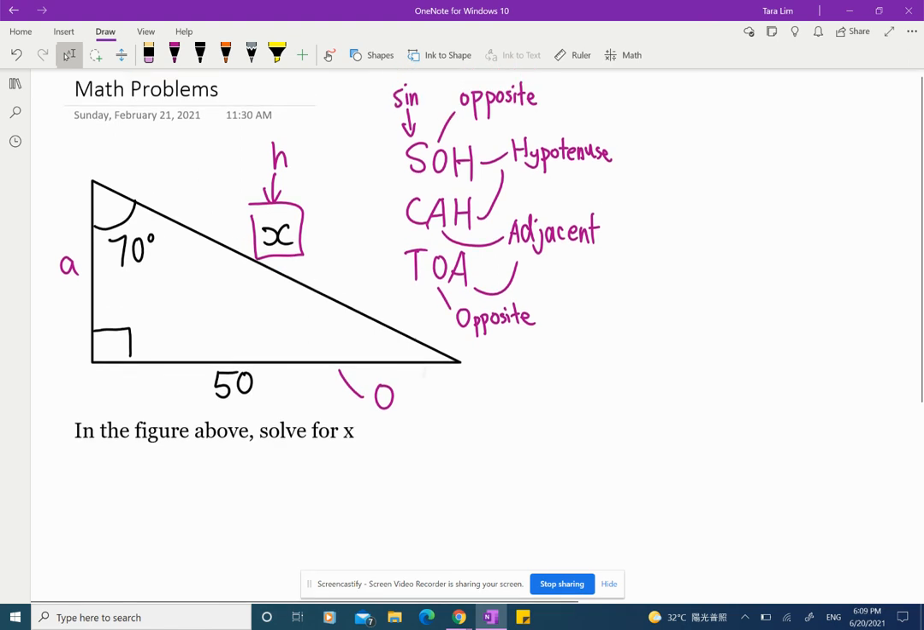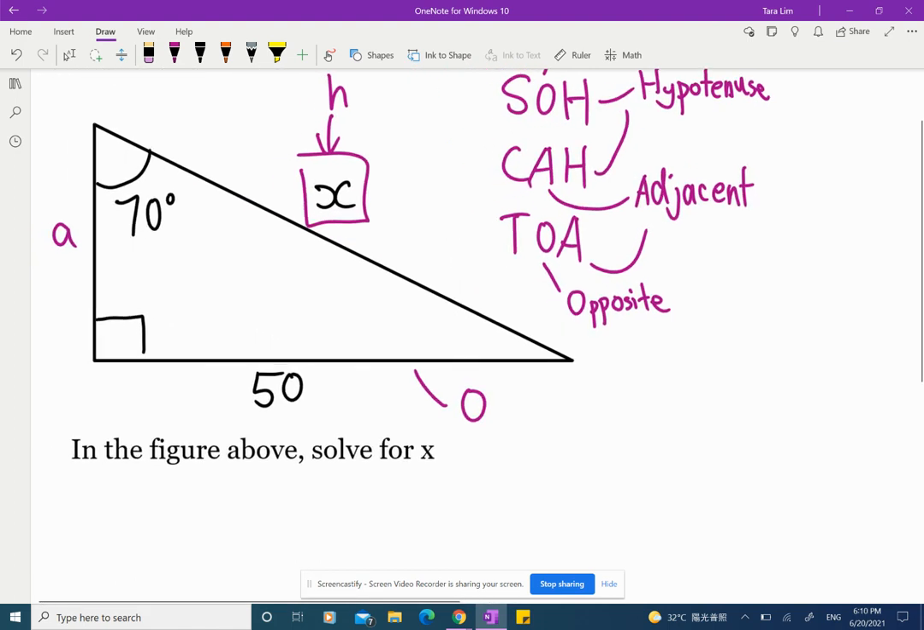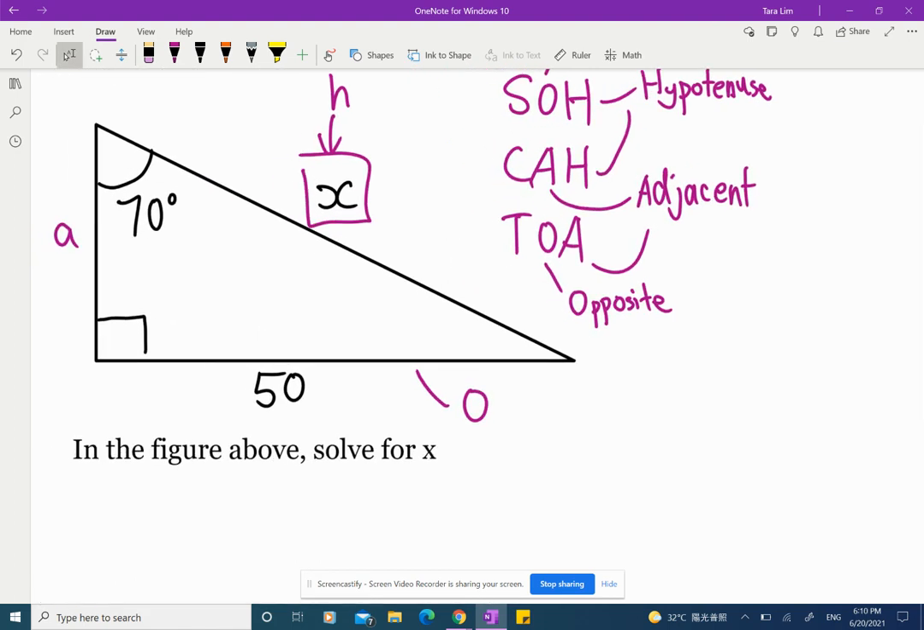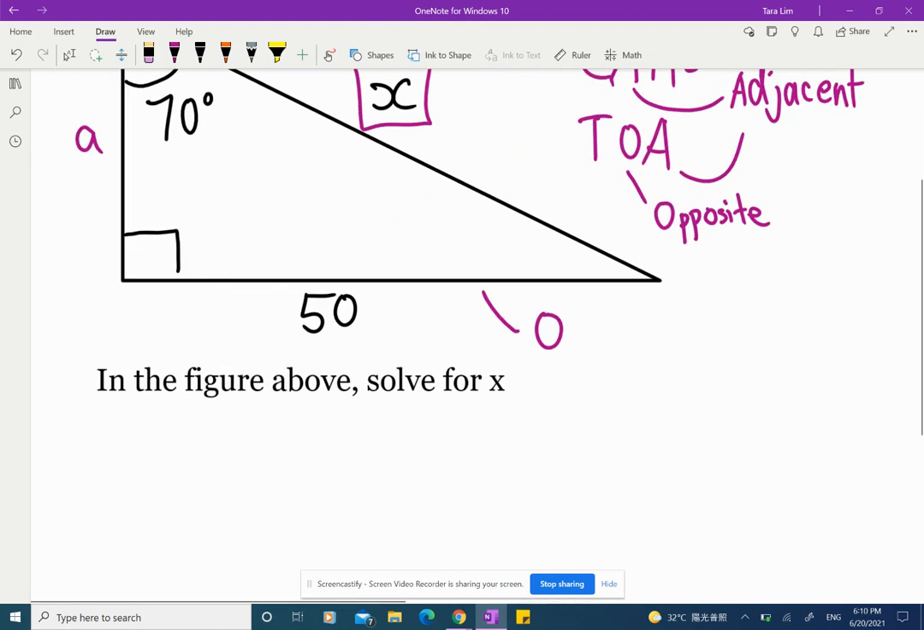So anyway, here, should we use the SOH, or should we use the CAH method or the TOA method? Now, how do we know which one to use? So here we know that we have a hypotenuse. We're given a hypotenuse and the opposite. So here, which one shows the hypotenuse and the opposite? SOH, because there's O and H, opposite and hypotenuse. The others, there are no opposite and hypotenuse. So we're using the sine.